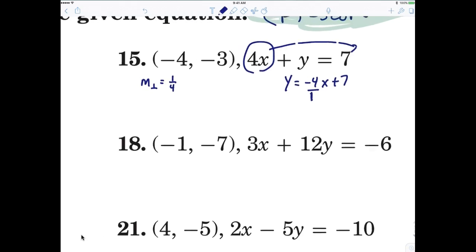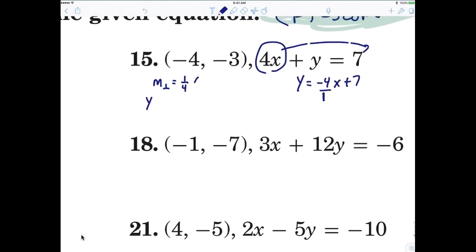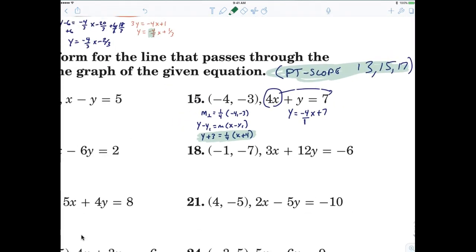Now we're going to write the equation. So y minus y1 equals m times x minus x1. So we have y plus 3 equals 1/4 times x plus 4. And that's all we need to do, because you've written the line that's perpendicular to that line with that given slope. So that's it. Let's try 17 now.